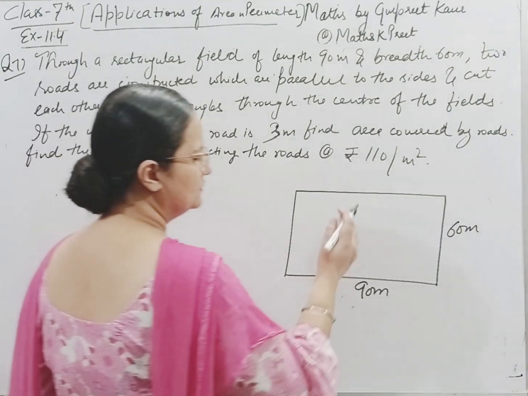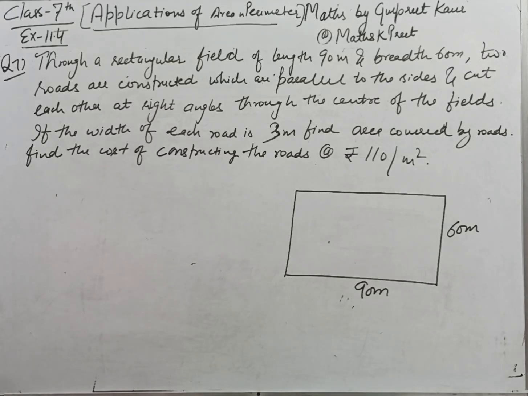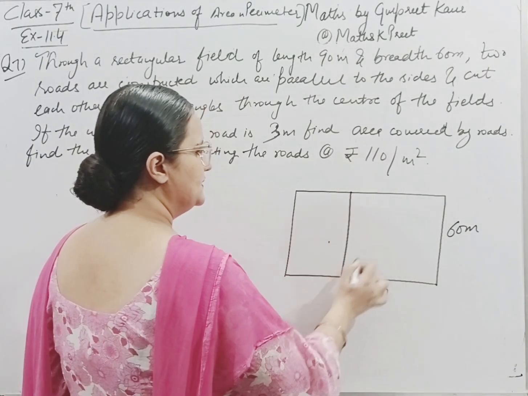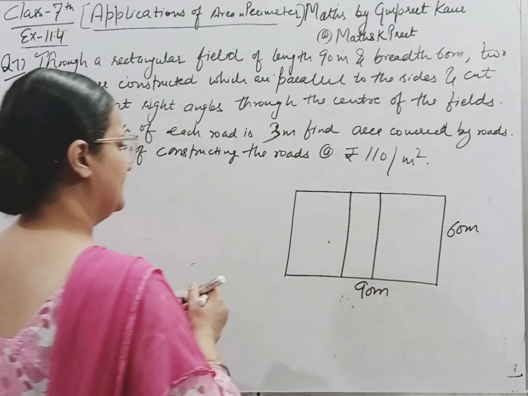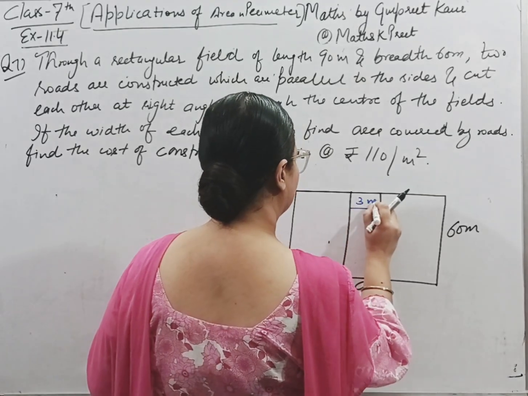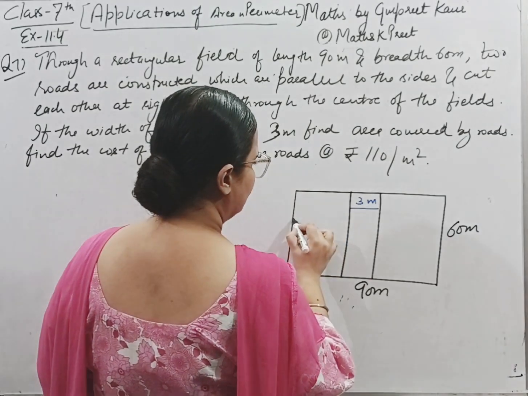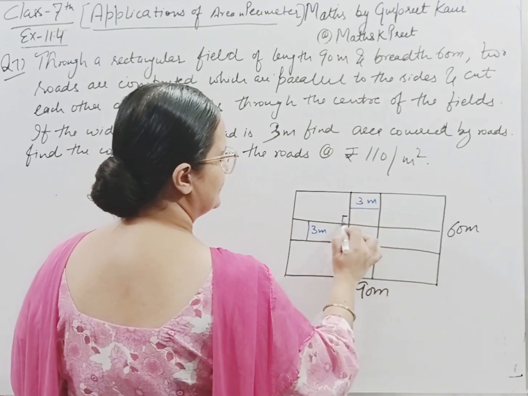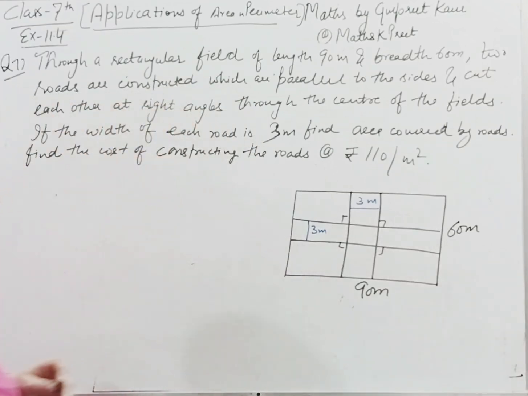So these roads are just going through the center and cutting at right angles, intersecting at right angles in the field. The width of each road is 3 meters. The first road from the center of this field is this, and its width is 3 meters, given. The next road, because there are two roads intersecting at 90 degrees and going through the center of this field, intersects at the center of the field. So this is the figure.